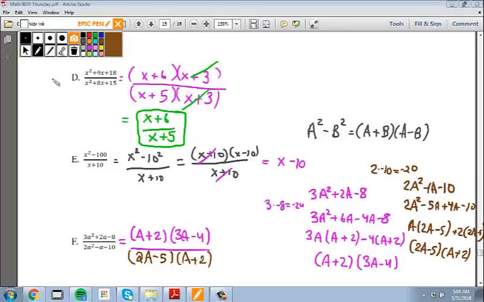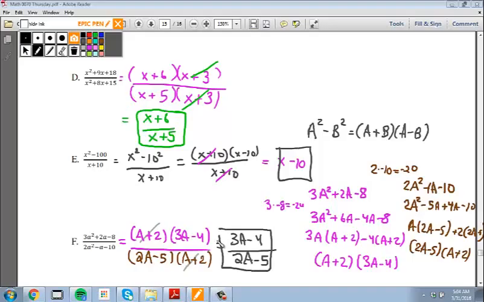Alright, so now what I'm going to do next is actually just cancel out the common factor of a plus 2. So I'm left with 3a minus 4 over 2a minus 5. Let me box in all of the other answers on this page as well. So again, this is sort of a review of factoring, if for some reason you missed all of those sections when I talked about that as well.